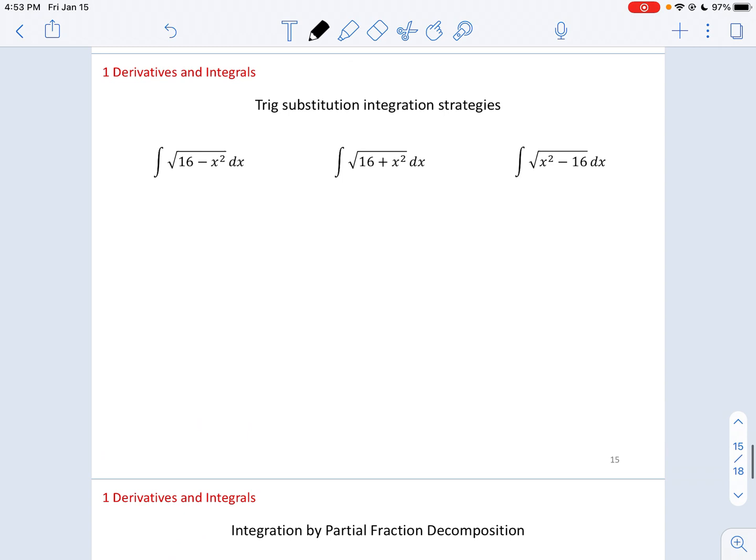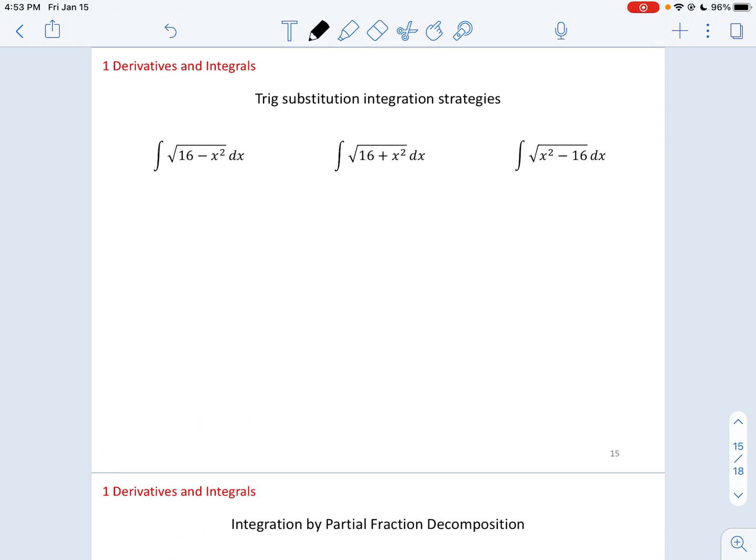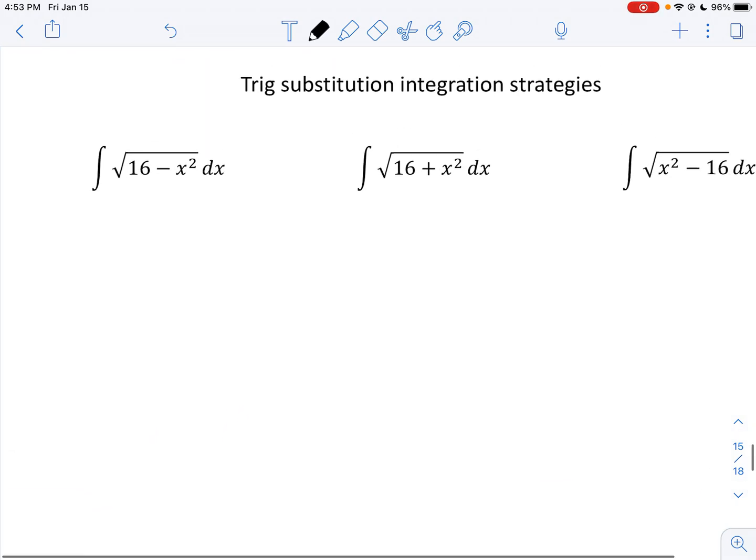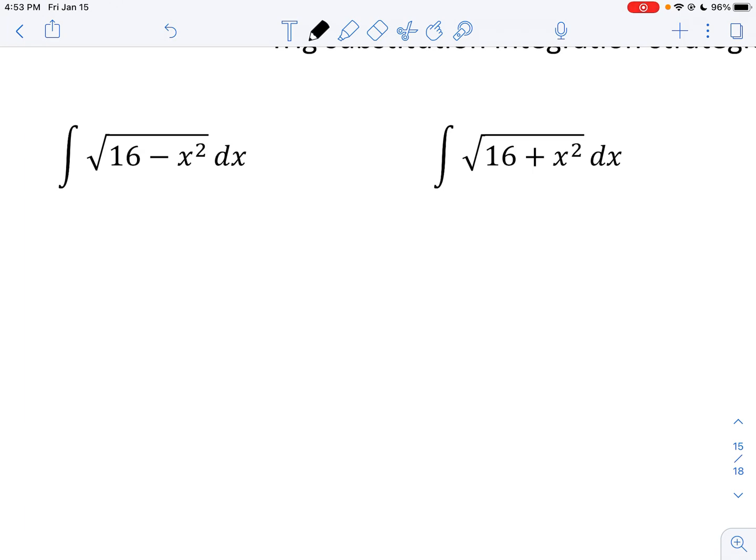Trig substitution strategies: integral of the square root of 16 minus x squared. We're going to use a substitution that will allow me to use a Pythagorean identity of trig. For example, I see a constant minus x squared. This is a case where if I let x be equal to the square root of this constant, which is 4, times the sine of a new variable, so I'll say sine u, this substitution will allow this expression here to simplify by using the Pythagorean identity.